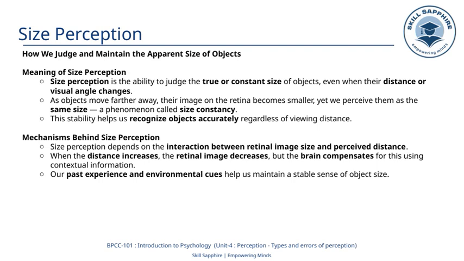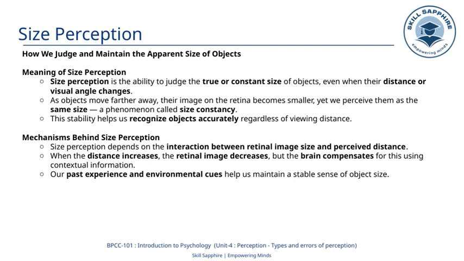Now, how does this work? Well, size perception relies on a dynamic interaction between two main factors: the size of the image on our retina and the perceived distance of the object. When an object moves farther away, its retinal image indeed becomes smaller. But our brain compensates for this change by using contextual information from our environment. Past experiences and environmental cues help us interpret the size correctly, maintaining a stable sense of the object's true size.